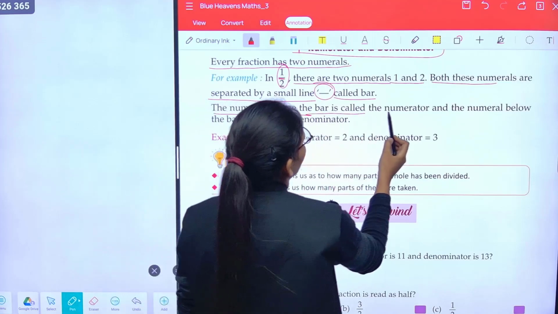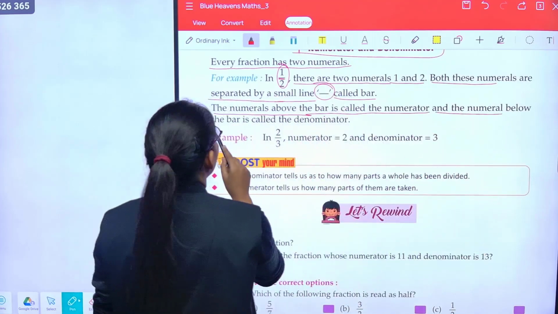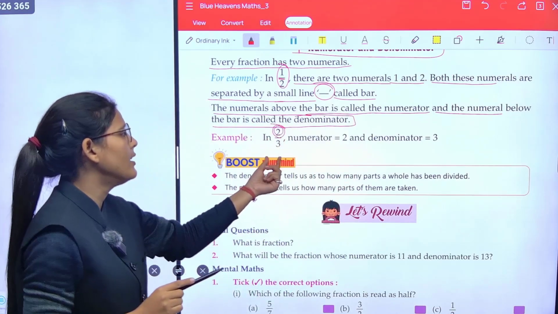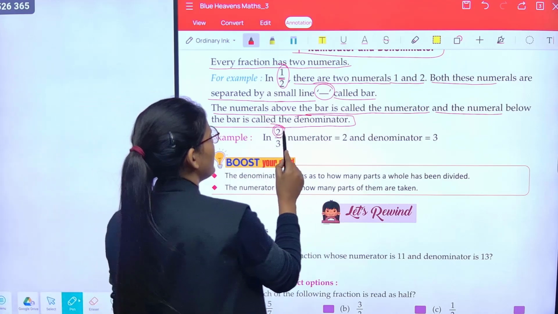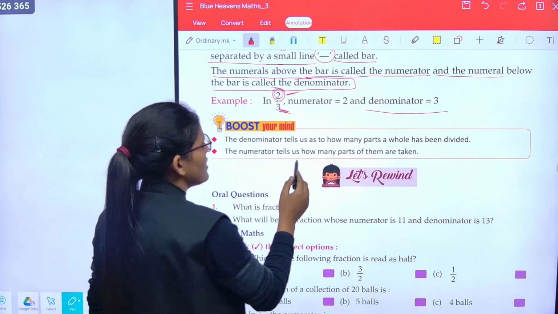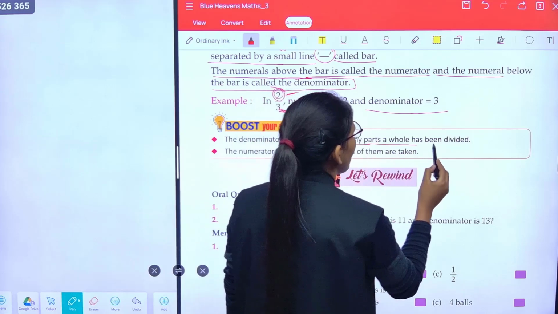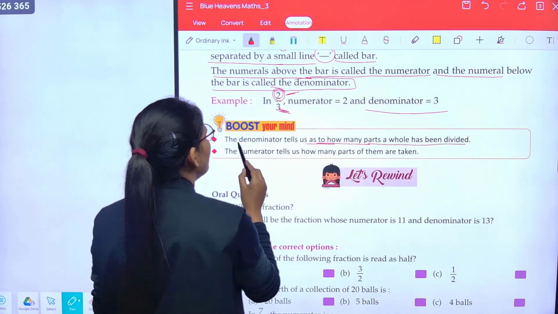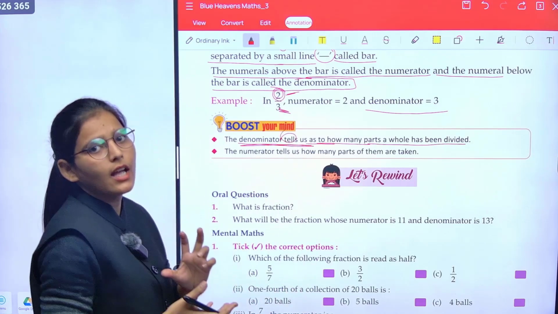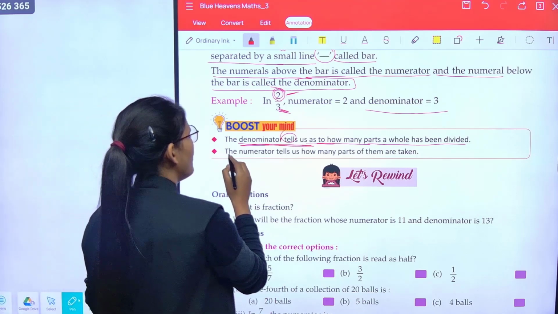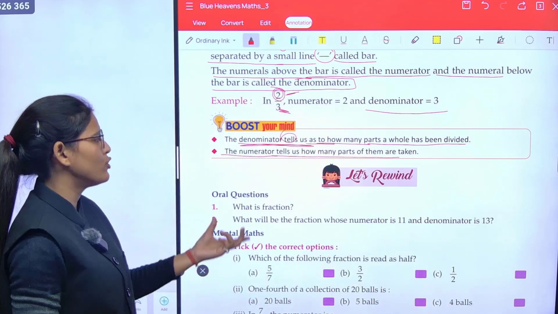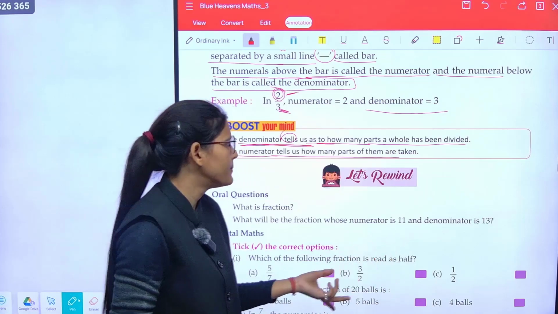The numeral above the bar is called the numerator and the numeral below the bar is called the denominator. Means the upper side is the numerator and the lower digit is the denominator. So here 2 is the numerator and 3 is the denominator. Understood? The denominator tells us how many parts a whole has been divided into, and the numerator tells us how many parts are taken. Okay class?